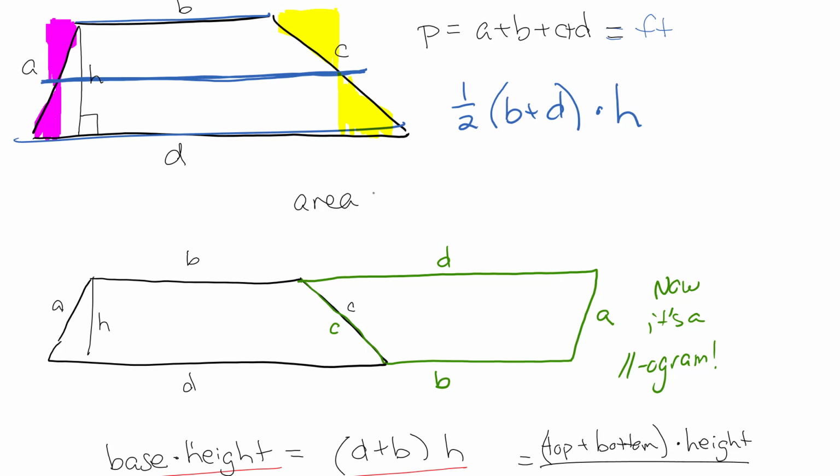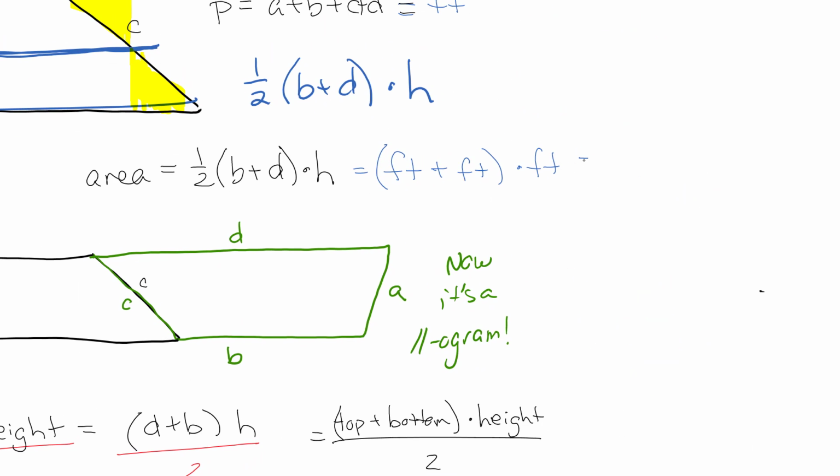But again, just to clarify, the area is 1/2 top plus bottom times height. So again, we have dimensionless times feet plus feet. Oh, I'm doing this in a different color. Heaven forbid I get my colors inconsistent. So dimensionless times feet plus feet times feet. Feet plus feet, of course, being feet. Feet times feet being feet squared.